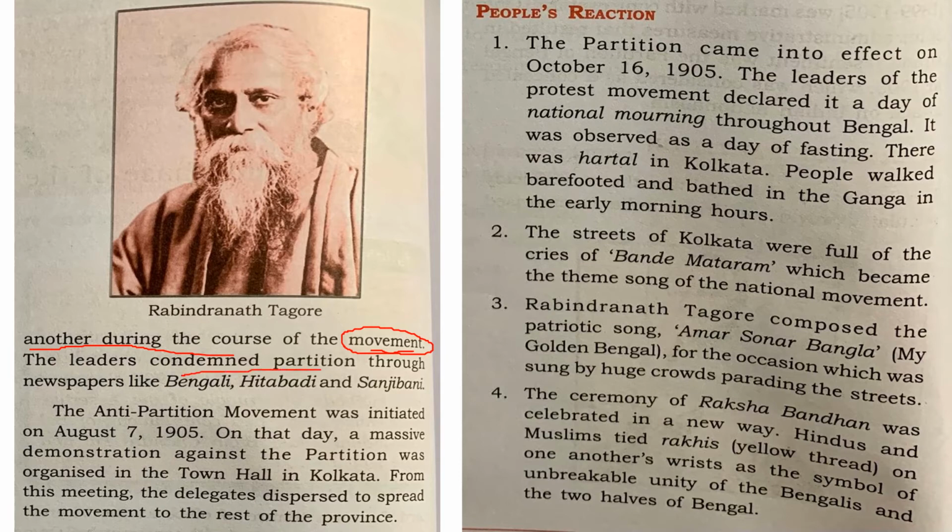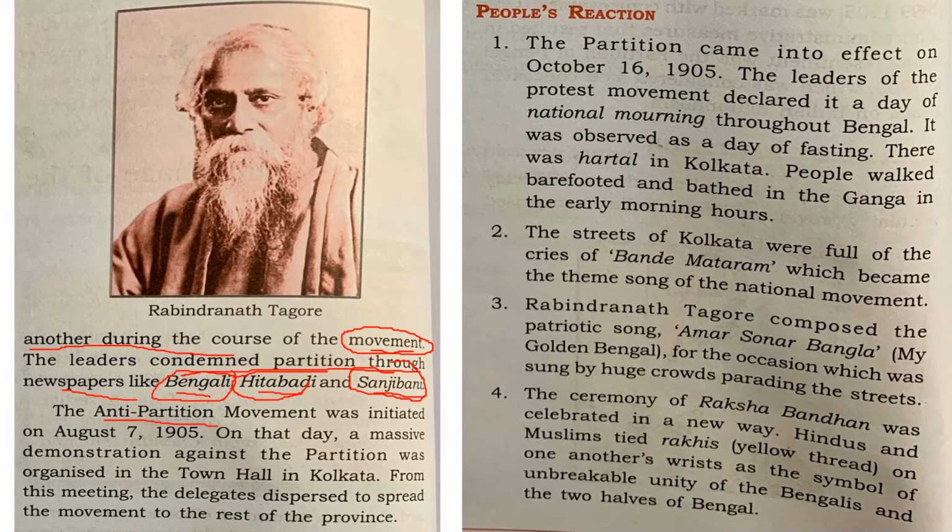The leaders condemned partition through newspapers like Bengali, Hitabadi, and Sanjeevani. Newspapers also played a very important role in the anti-partition movement. What are those newspapers? Bengali, Hitabadi, and Sanjeevani. Through these newspapers, the national leaders wrote many articles against the partition.